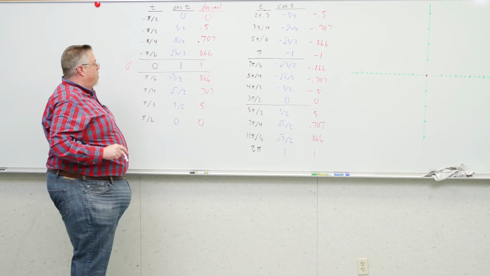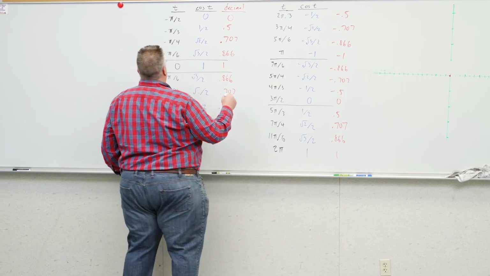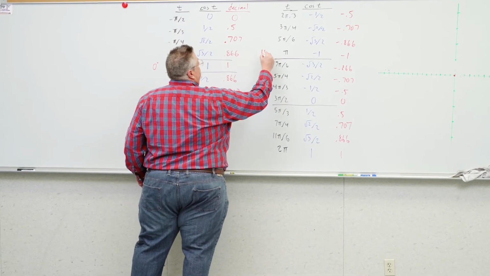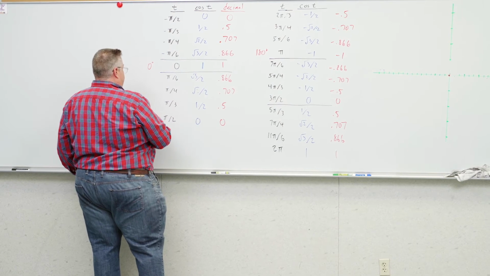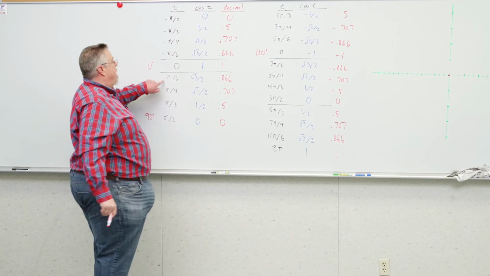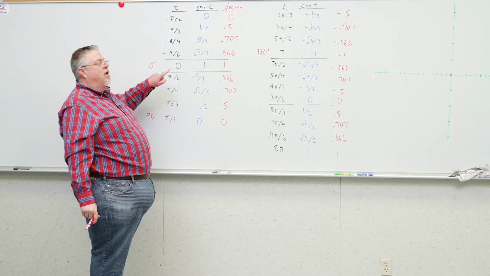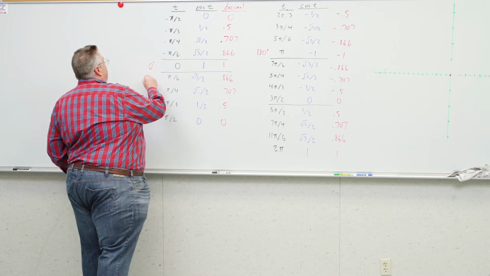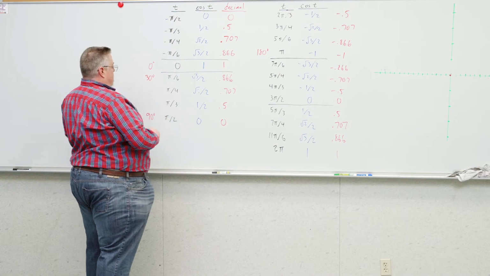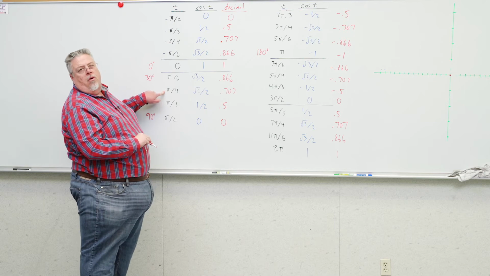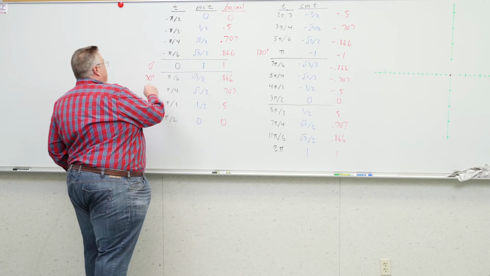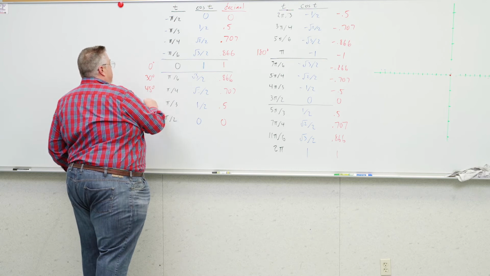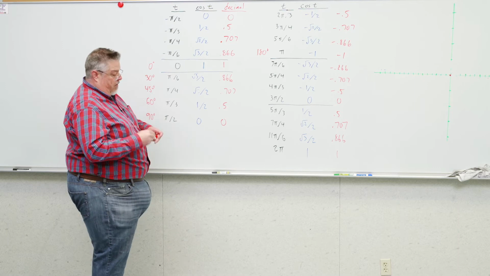Remember, pi is 180 degrees. Pi over 2, half of that, is 90 degrees. Pi over 6, 1/6 of 180, would be 30 degrees. Pi over 4, 1/4 of 180, or half of a half of 90, is at 45 degrees. And pi over 3, 1/3 of 180, is at 60 degrees.